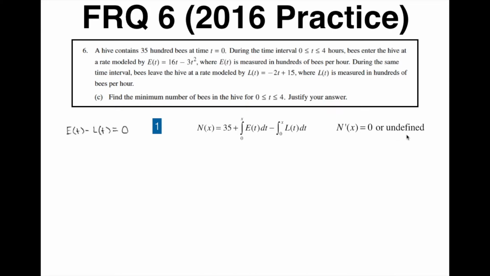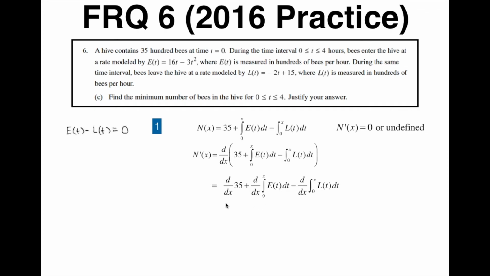So what does it mean in this particular case? It might be a little daunting to take the derivative of this huge thing, but I'm still showing it to you because there's value in seeing what happens. N prime of x, so the derivative, I want to figure out when this is equal to 0 or undefined. N prime of x is the derivative of this huge thing on the right, which is the derivative of 35 plus the derivative of this integral minus the derivative of that integral.